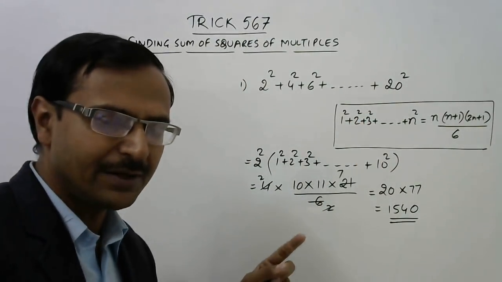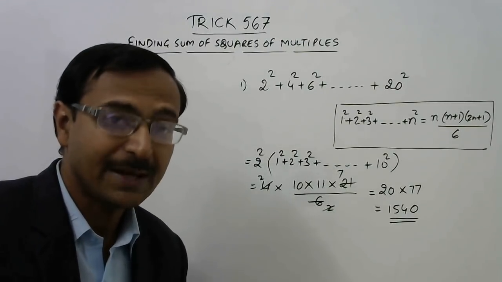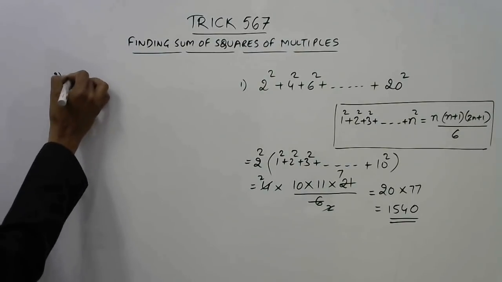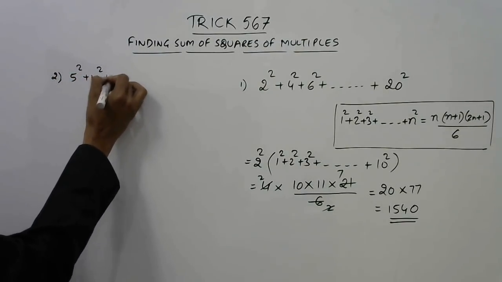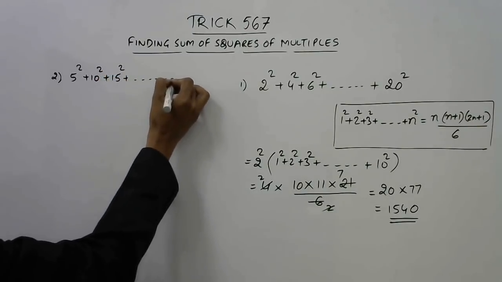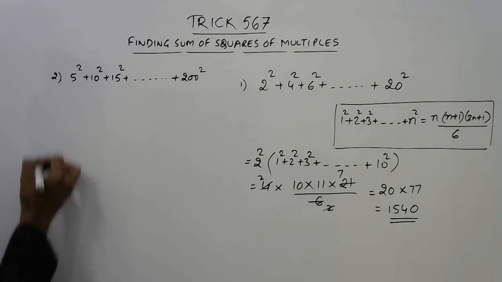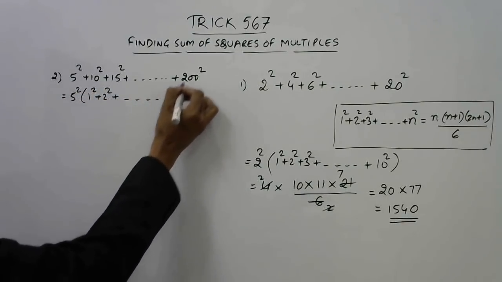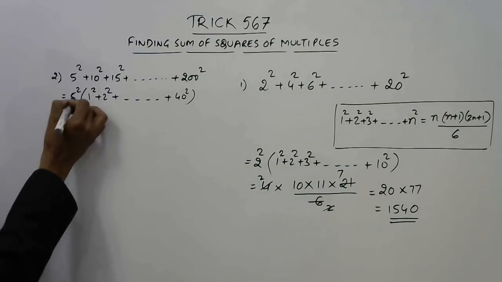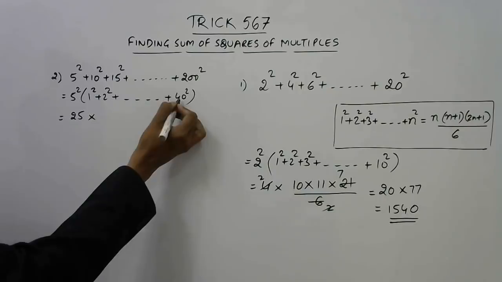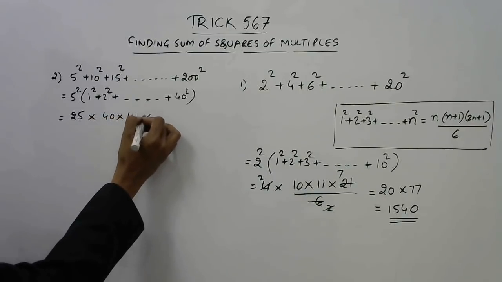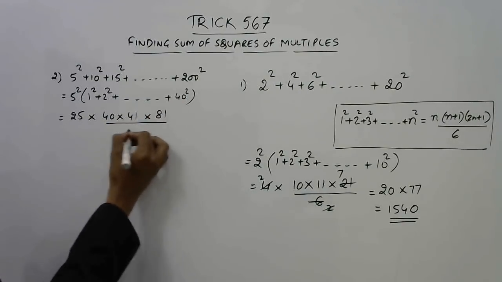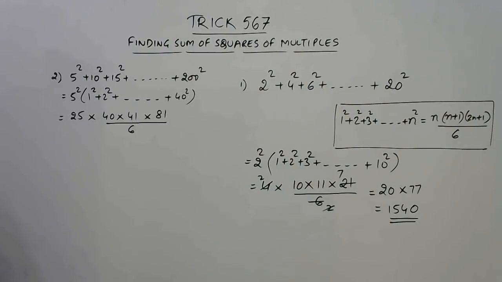I hope you have understood the method because we are going to take 2 more questions by skipping steps. Now let's take multiples of 5. So 5 square plus 10 square plus 15 square up to, suppose, 200 square. Now see, if you take 5 square common, we will have 1 square, 2 square, that is up to 40 square. So this 5 square, 25, will be there in the answer. Now we have 40 terms, so 40 and 41. And now double of 40 is 80 plus 1, 81, and divide by 6.